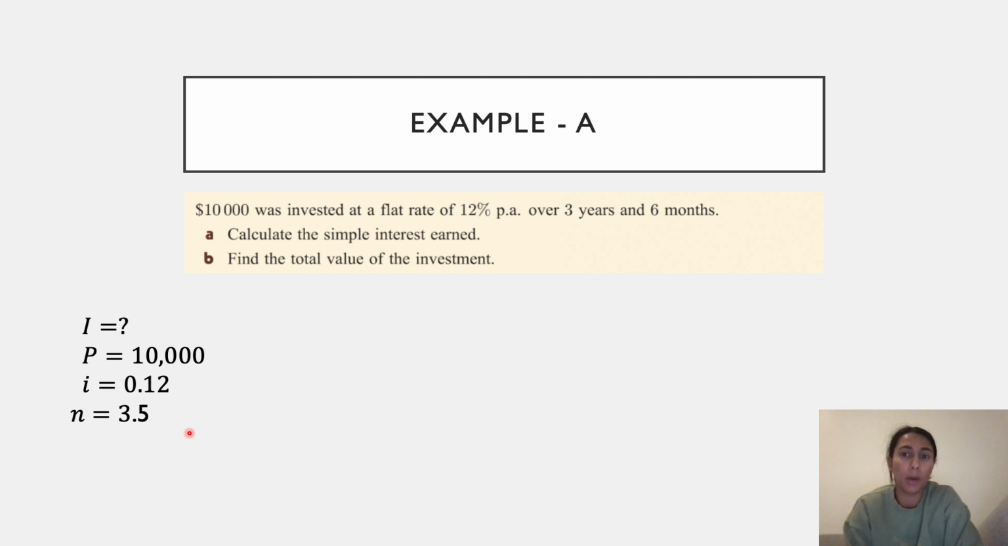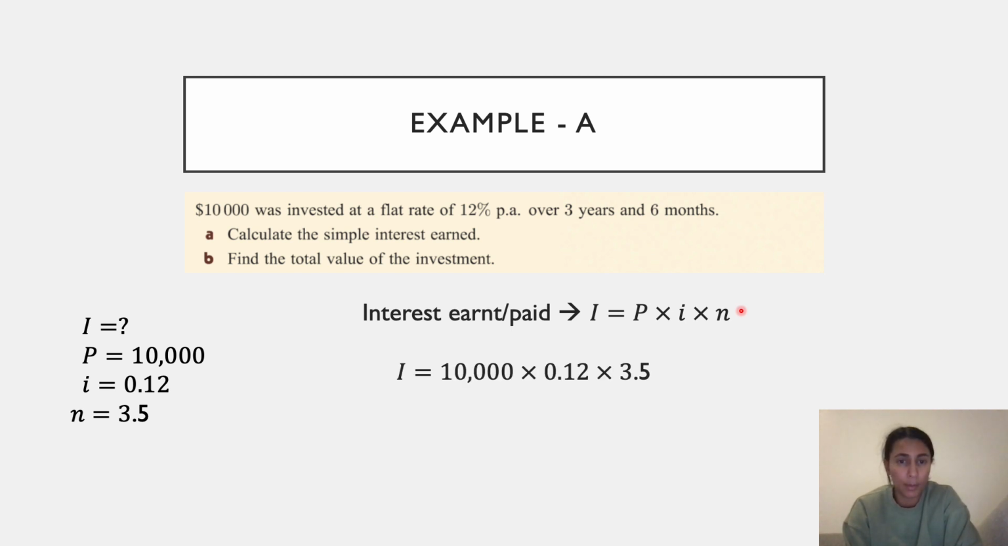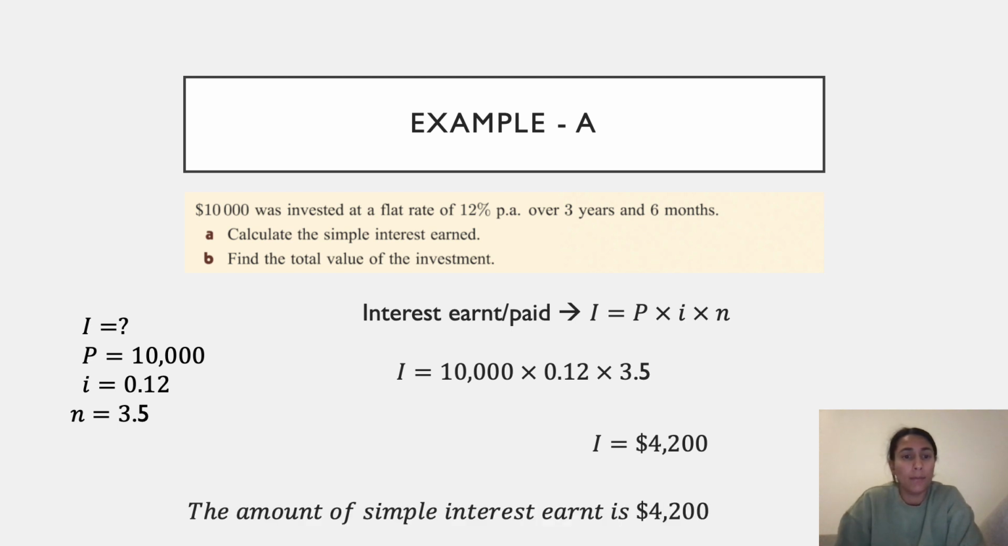So I'm going to be using, because I'm looking for capital I, this is the formula I'm going to be using. All I'm going to do now is substitute my values in, and I get an answer of $4,200. So the amount of simple interest earned is $4,200.